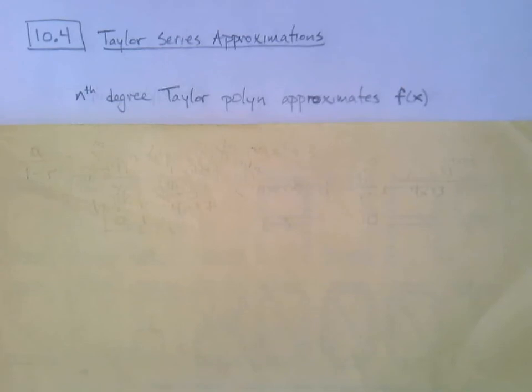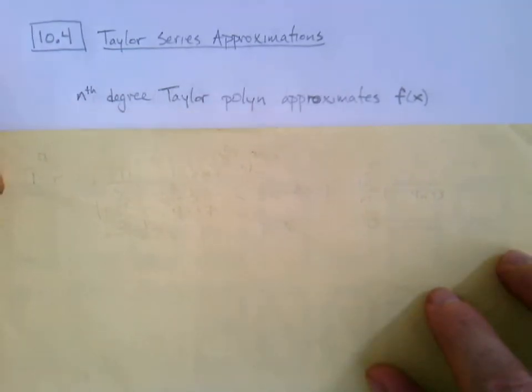So the nth degree Taylor polynomial, we learned that back in 10.4, approximates our function f of x, right? So what can we do with this? Well, if our nth degree Taylor polynomial approximates f of x, then we know there's some kind of an error involved. That's what we're looking at here.